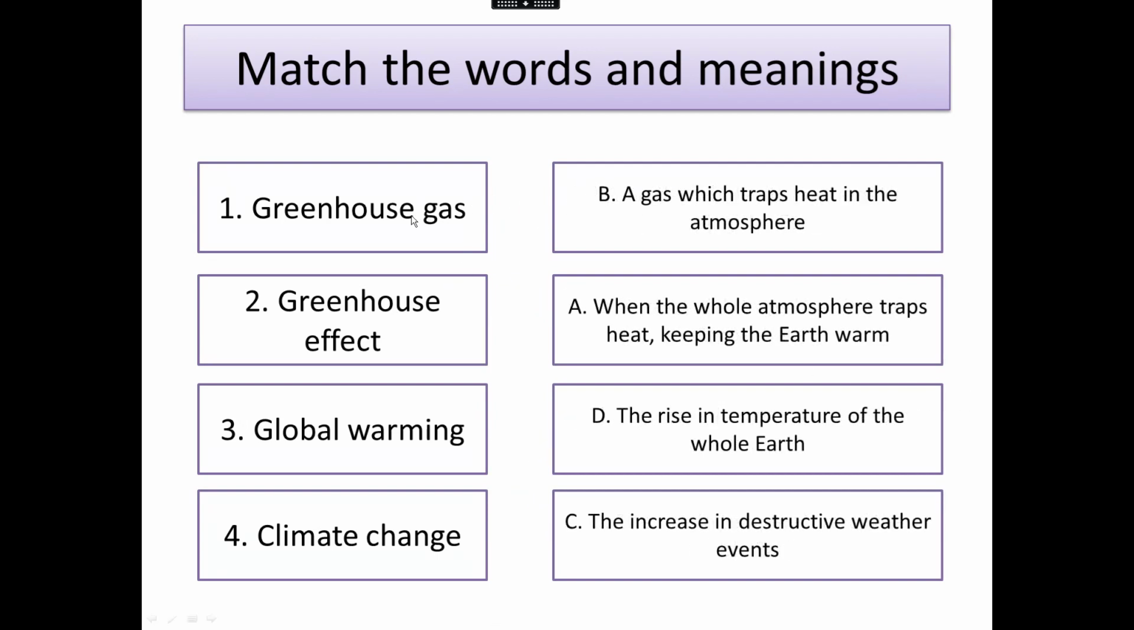Okay, so here they are lined up next to each other. 1 was B, 2 was A, 3 was D, and 4 was C.